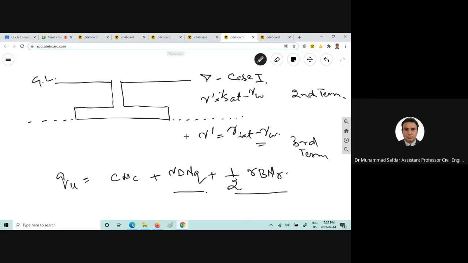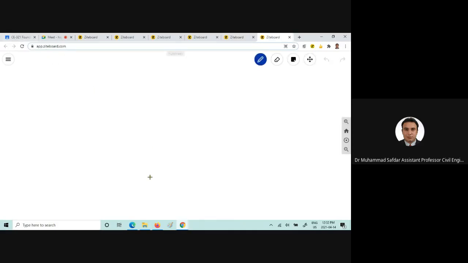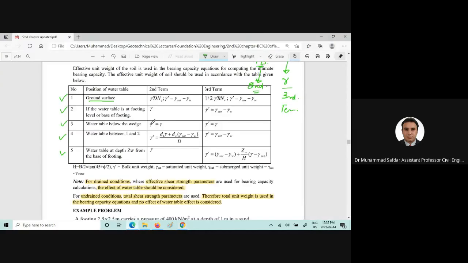Similarly, for another case, if the water table is here, this one will not be affected, so we will use the gamma total or gamma bulk, and here this term is affected. Now we are going to use the gamma prime, gamma saturated minus gamma of water. Now we will come here, and that is the unit weight which is equal to gamma total or gamma bulk, and for the third term we are going to use this one.